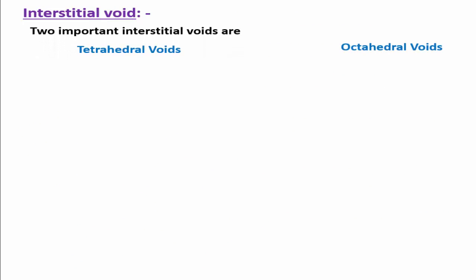Next we move to the interstitial void. There are two types of voids. One is called tetrahedral void and the second is called octahedral void. First we will see tetrahedral void.